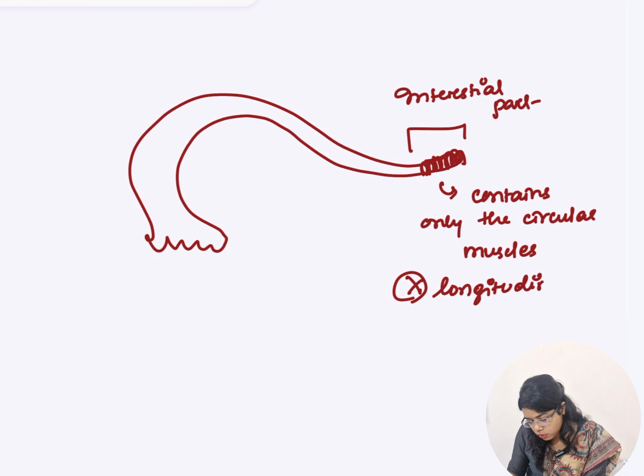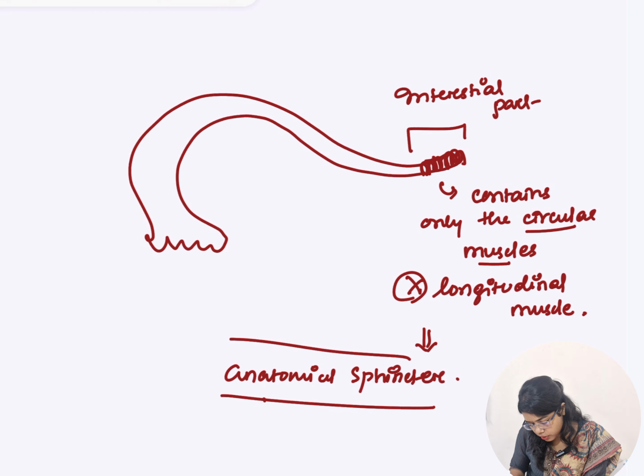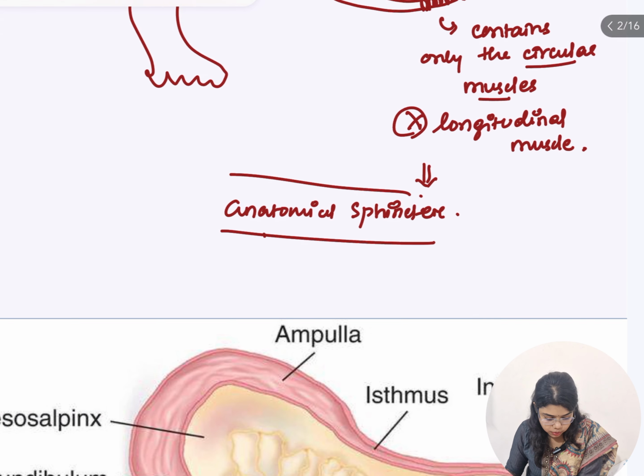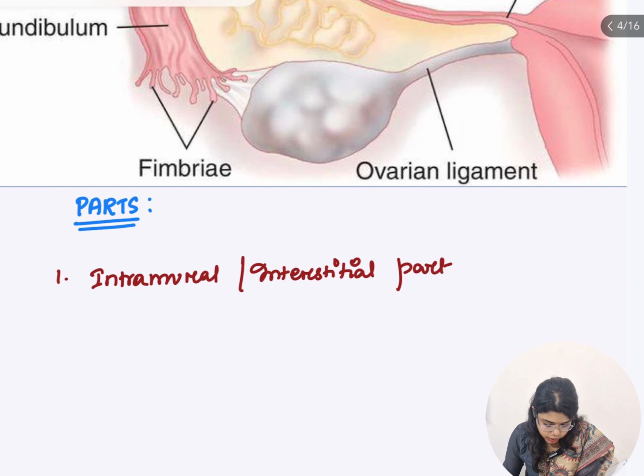So no longitudinal muscles. What is the matter if only circular muscles are present? It acts as a sphincter, an anatomical sphincter. Fine. Then we can write the parts. First let's write the parts. Intramural, then what have we learned? Isthmus, ampulla, and then infundibulum.